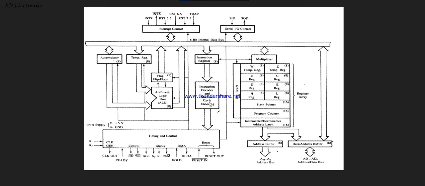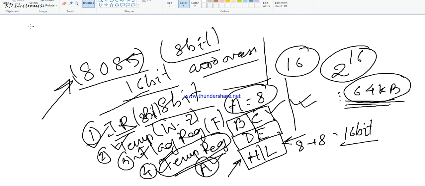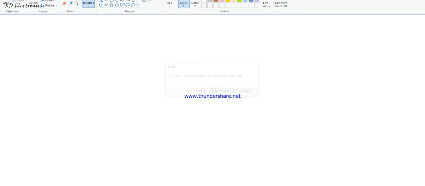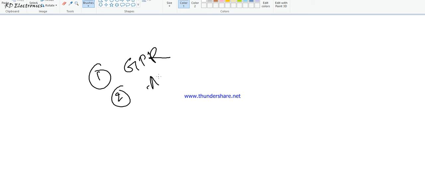First of all, students, note clearly that in any kind of processor there are basically three blocks present. In any kind of microprocessor, there are basically three blocks available internally. Number one is the GPR, which is known as the general purpose register. Number two is the arithmetic logic unit section, which performs addition, subtraction, or any kind of mathematical operation.